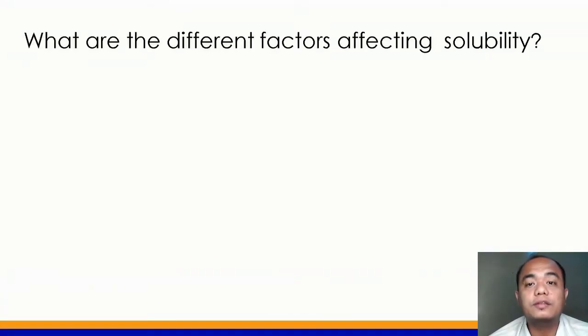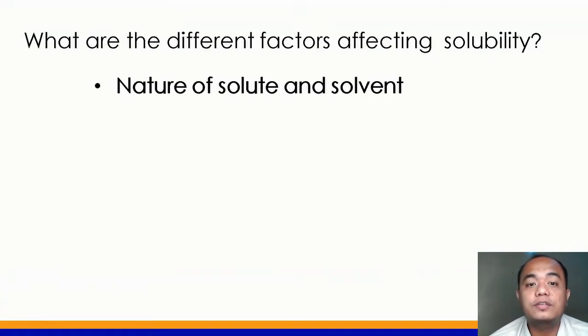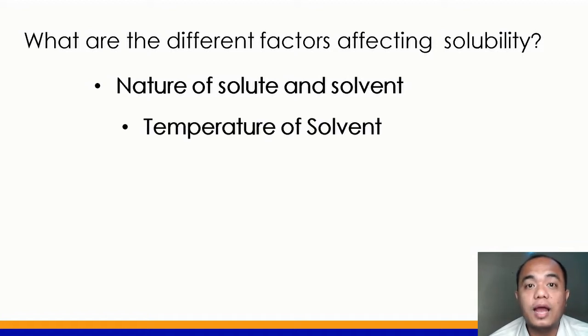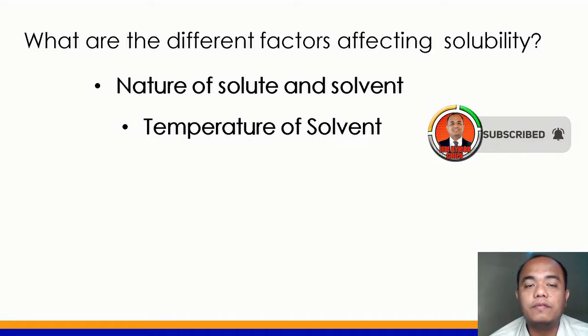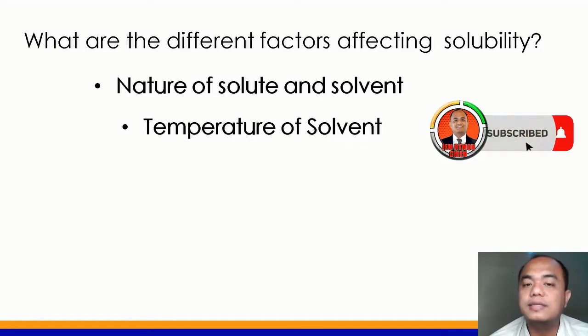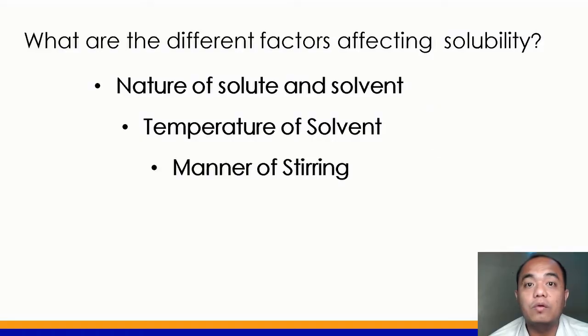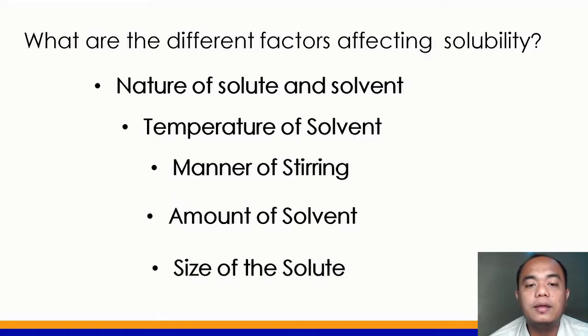So what are the different factors affecting solubility? We have nature of solute and solvent. Solid, liquid, or gas ba ang usa ka substance? Temperature of solvent. Ang kabugnawon o ang kainiton sa solvent makaapekto sa pagtunaw sa usa ka substance. Manner of stirring. Kung fast or slow ang pag-stir or wala nimo gi-stir, makaapekto siya sa pagtunaw sa substance. We have amount of solvent, ang kadaghanon sa imuhang manugtunaw, and the size of solute. Kung unsa kagagmayon or dagkuon ang imuhang solute, makaapekto siya sa solubility sa usa ka substance.